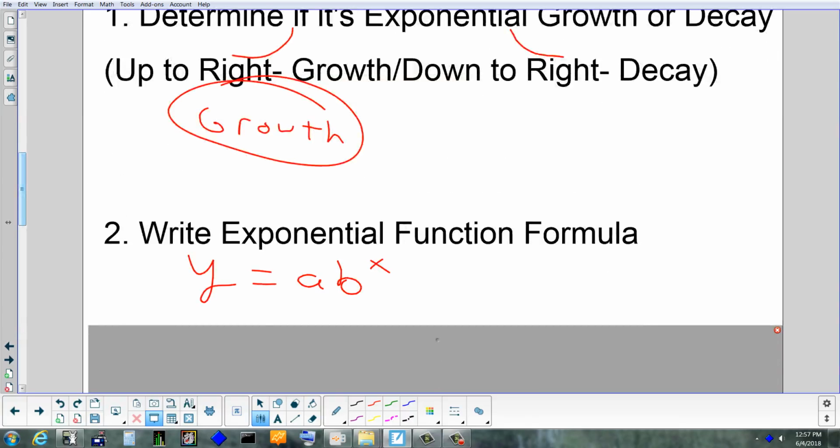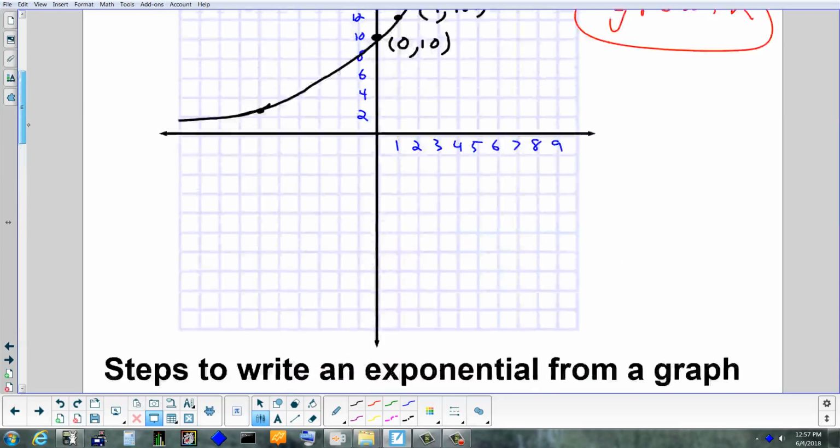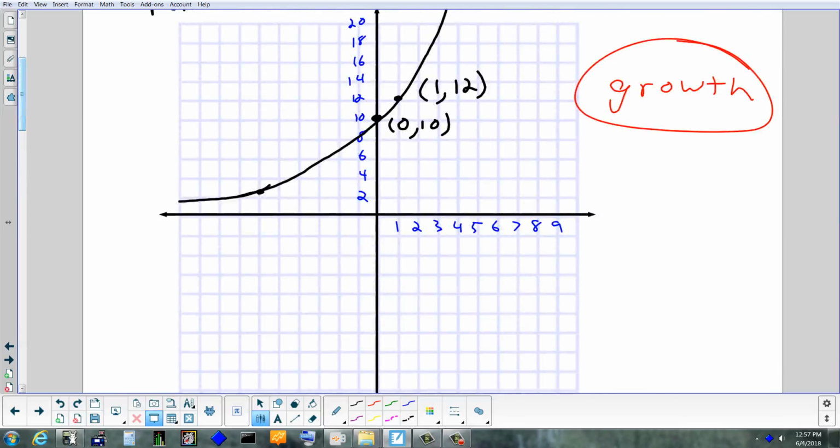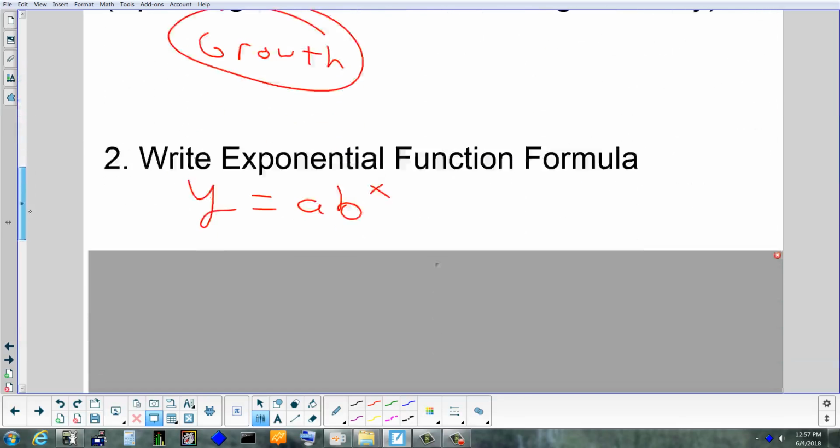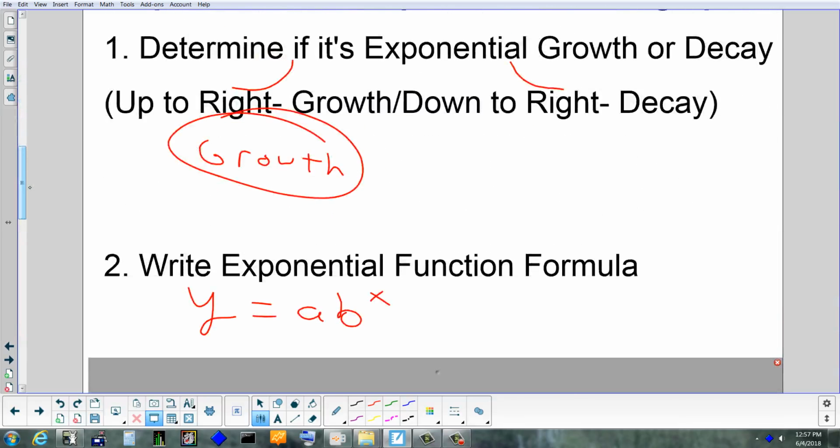And now we have to find the a and the b. Now, a we're going to be able to find very similar to how you've done it before. You're going to look for the 0 and the number with it. B we're going to have to do a little differently, okay, because we don't have a table this time. Look at what we have. We have a picture. Okay, so it's a little different, but not too bad.